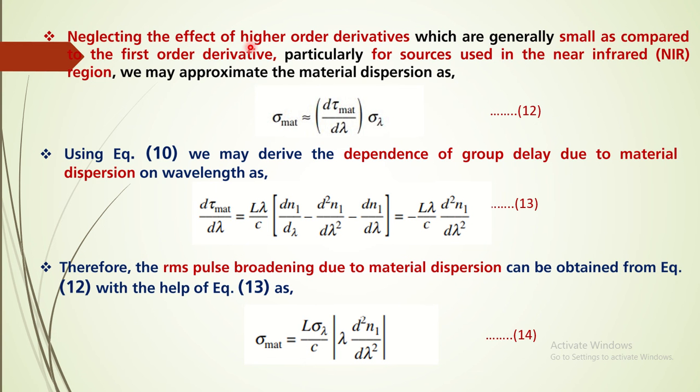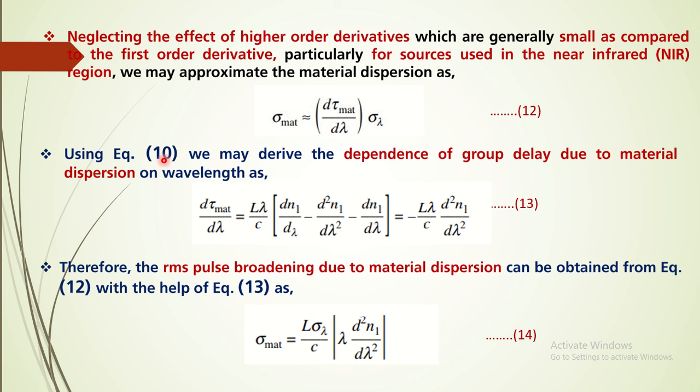Now, neglecting the effect of higher order derivatives, which are generally small compared to the first order derivative, particularly for the sources used in the near infrared region, we may approximate the material dispersion as sigma mat approximately equal to d tau mat divided by d lambda into sigma lambda. Here I am considering only the first order derivative and neglecting all the higher order derivatives.